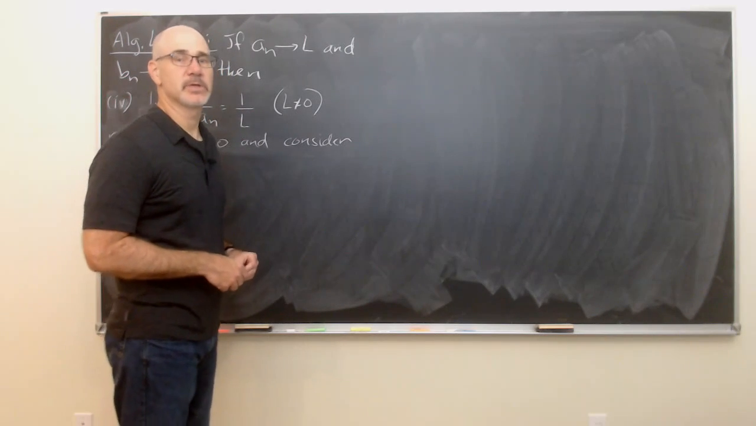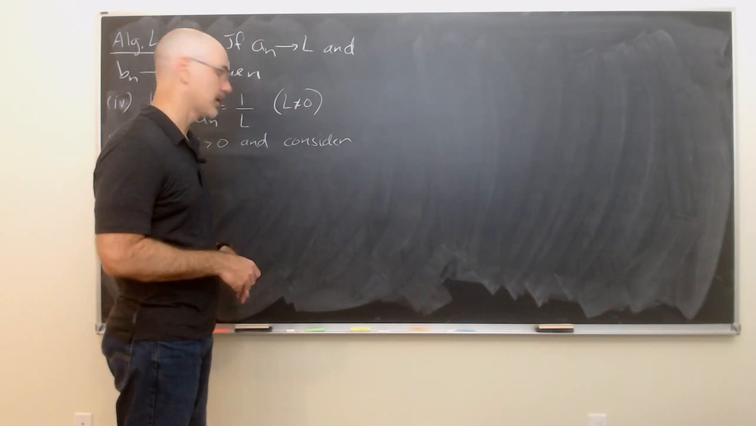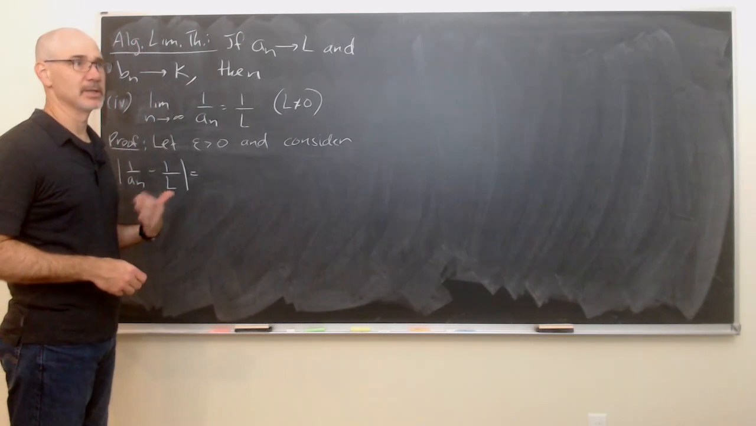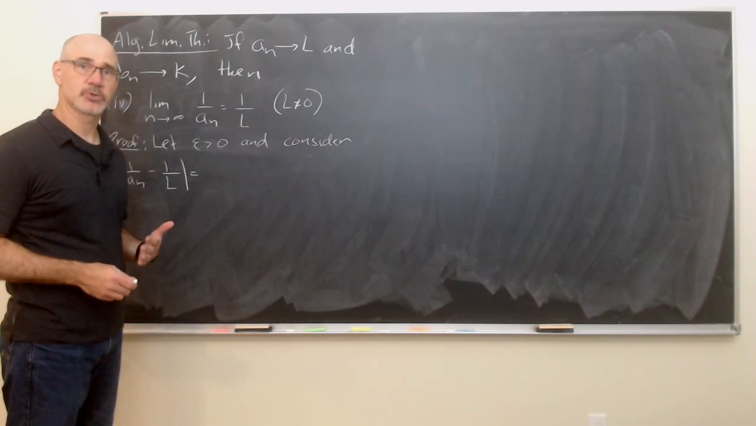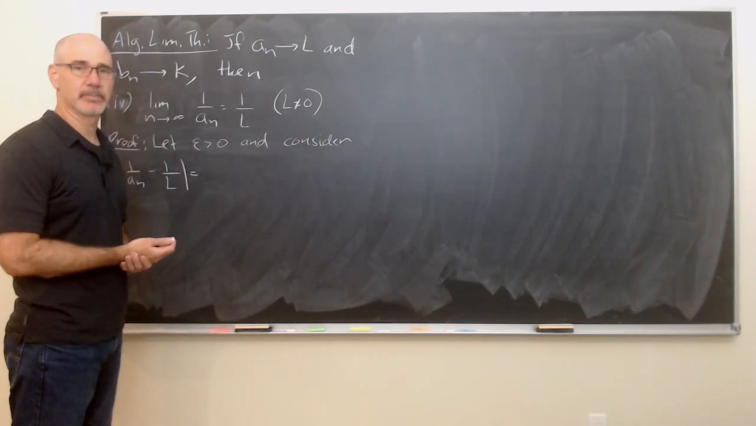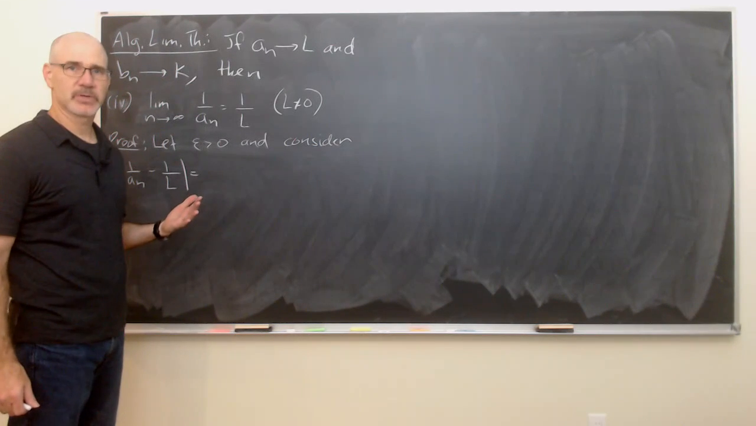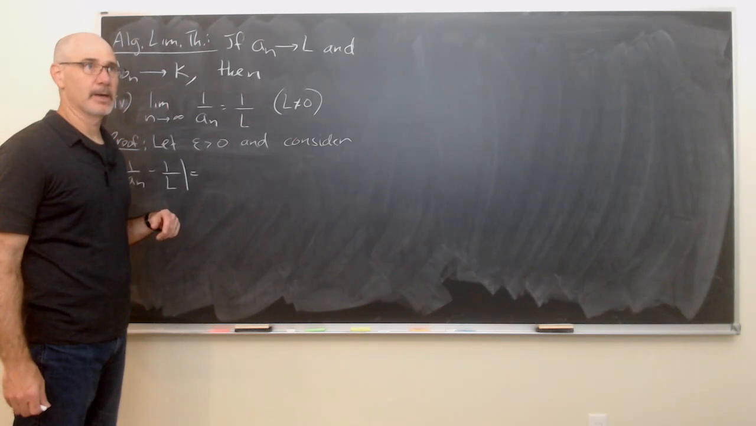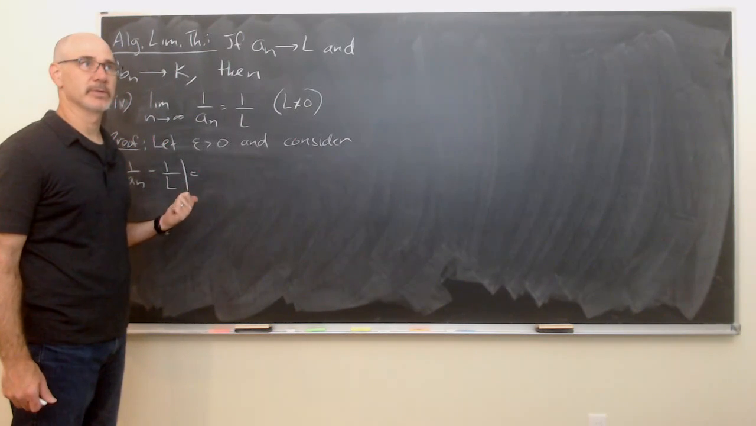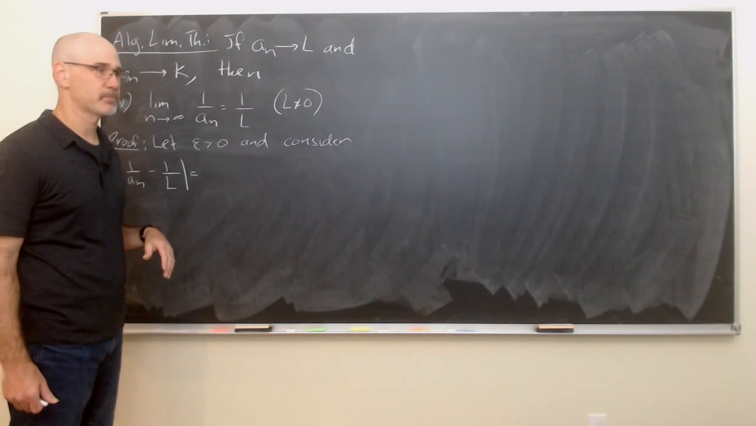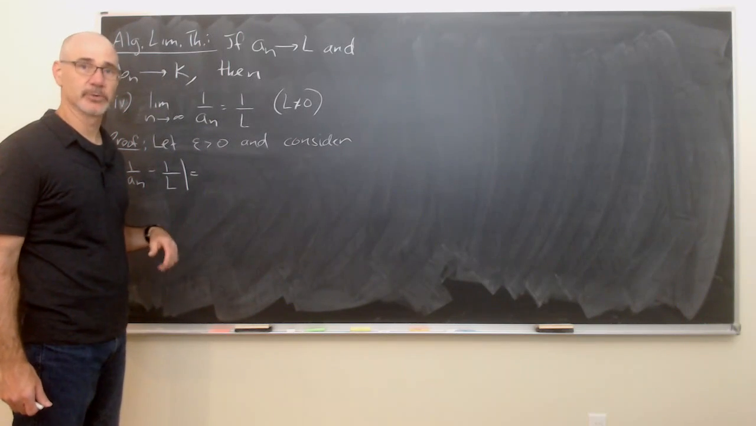The last part of the algebraic limit theorem is that the limit of a quotient is the quotient of the limits, provided the one in the denominator is non-zero. So we're actually going to prove something that's slightly simpler, but together with our previous result about the limit of products, it finishes off the proof.